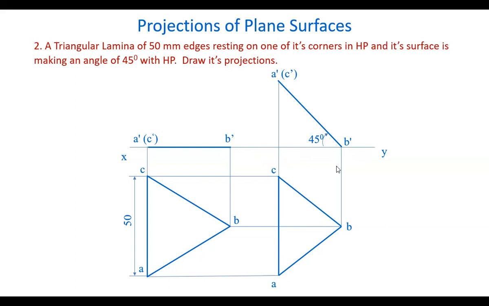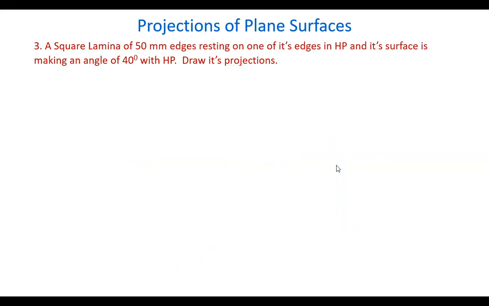Okay. Now let's take a square lamina. Size is given. Resting on one of its edges. When you want an edge in the horizontal plane, it's an indication that the plane will be in the horizontal plane. First point. Second, when you want the edge in the horizontal plane, you start the square or any polygon such that one edge, one line, is perpendicular to the vertical plane.